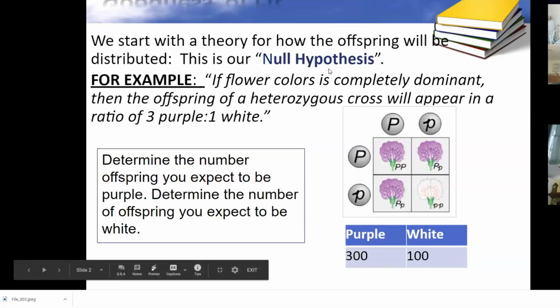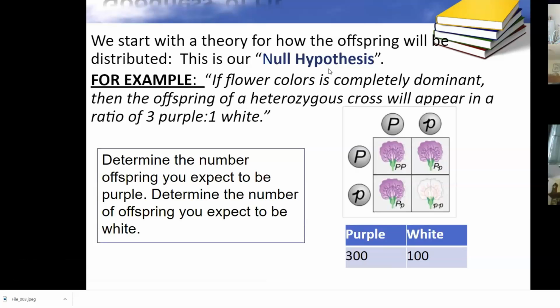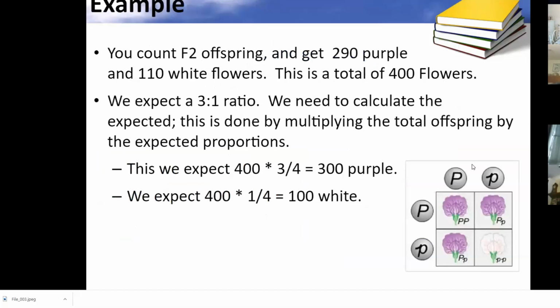So your null hypothesis would be that there is no difference. You're going to get 300 purple and 100 white. In order to do this, you have to be able to determine the expected value based on a Punnett square cross or using rules of probability. Remember, Mendel used F1, F2. The parental cross was the purebreds. The F1 cross was the hybrid. And then the F2 cross, the next generation, is where we saw that hidden trait reappear.